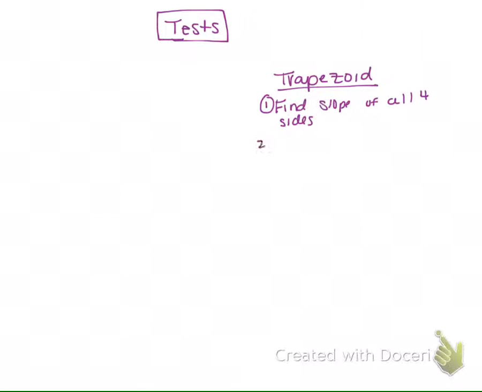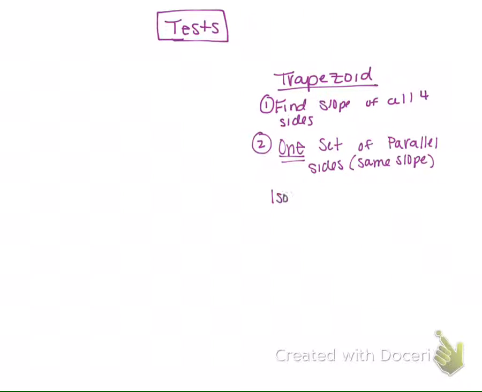What do you need to know about those slopes? You have one set of the same slope as the trapezoid. One set of parallel sides, and only one, meaning they have the same slope. Then you have a trapezoid. Then you check if it's isosceles.